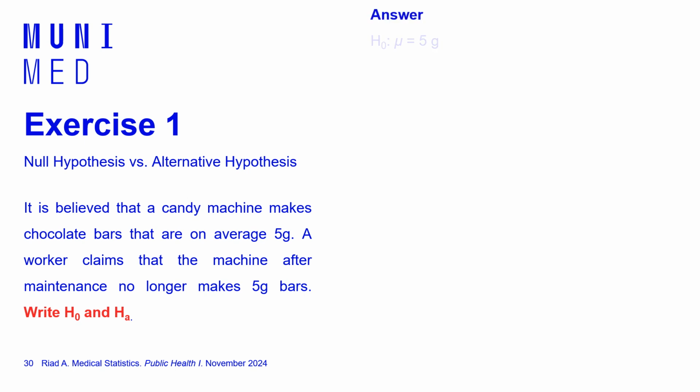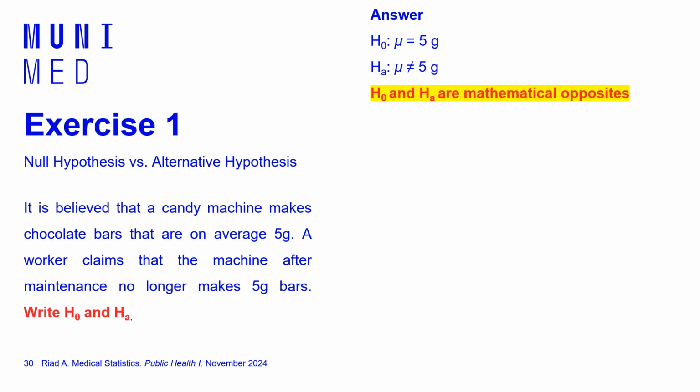So the null hypothesis in this case will be that the average weight of the chocolate bars of this machine is 5 grams. However, the alternative hypothesis will be that the average weight of the chocolate bars from this machine is not 5 grams. It can be more, it can be less, it doesn't matter, but it's not supposedly 5 or close to 5, okay? Because it has to be different in order to say that the worker had a correct idea, or right idea. Okay, so as you can see, the null and alternative hypotheses are mathematical opposites, because if one of them is wrong, the other one will definitely be correct, and vice versa.